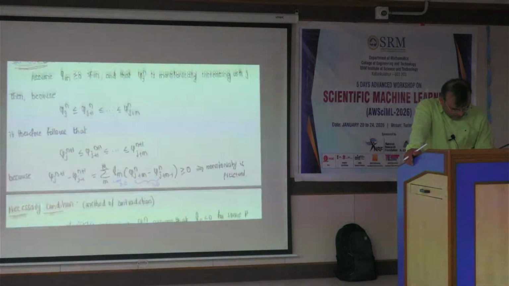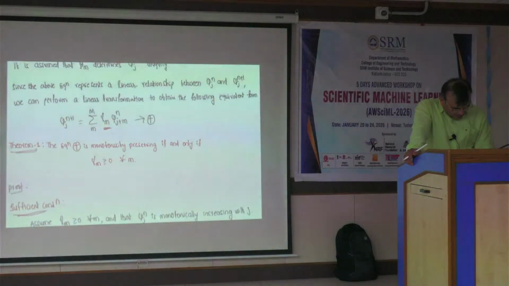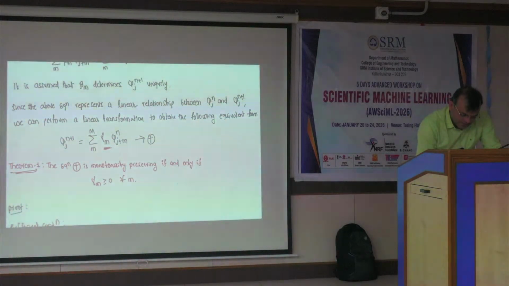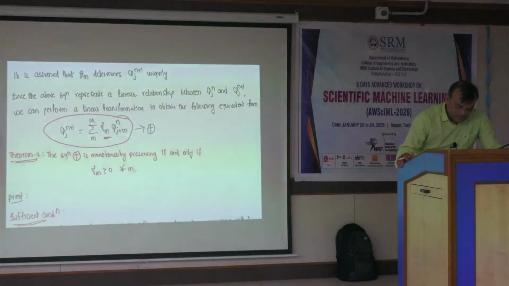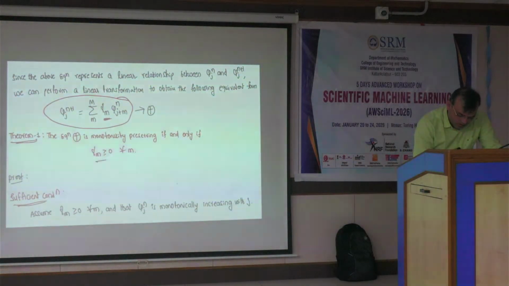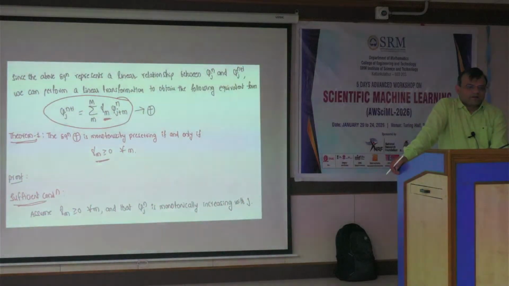It's a straightaway lemma. Any scheme, if you are able to write it in this particular form, is called monotonicity preserving if and only if all the coefficients are greater than or equal to 0. How do we prove that?